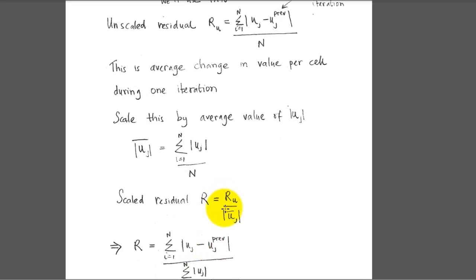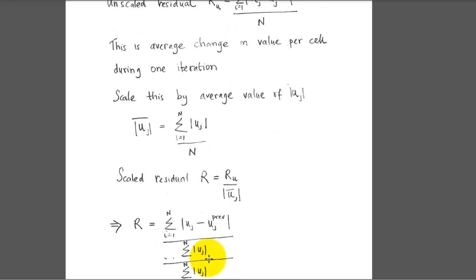And so substituting this into here, we get this final expression. And that is a relative change in value per cell during one iteration. And if that is below the tolerance, our update is small enough that our guess is sufficiently close to the true solution.